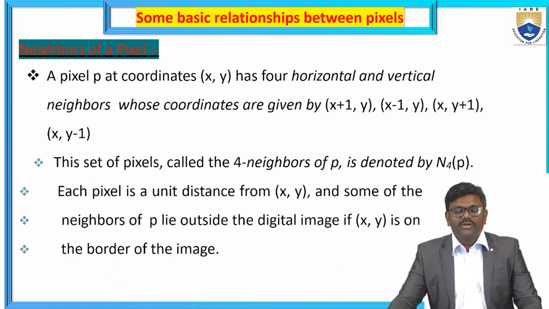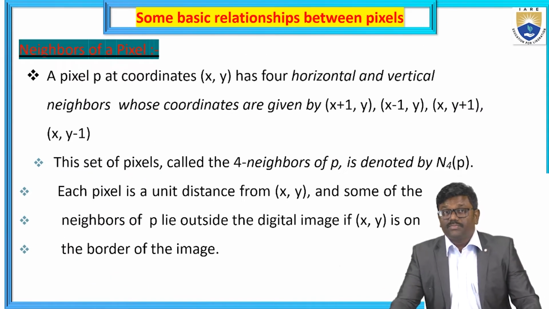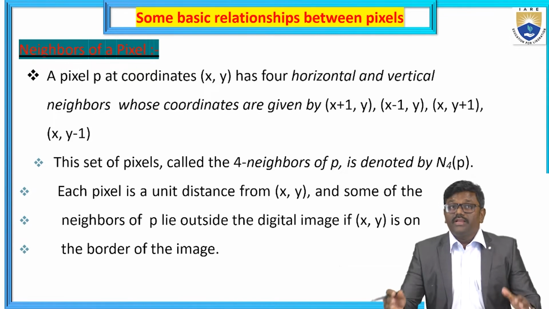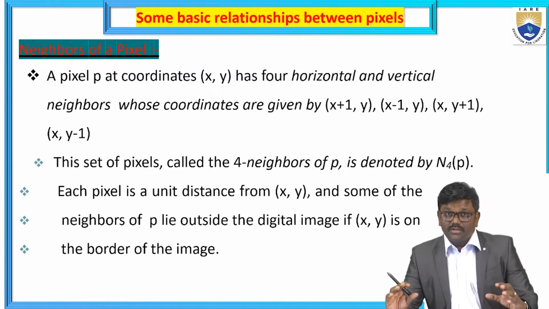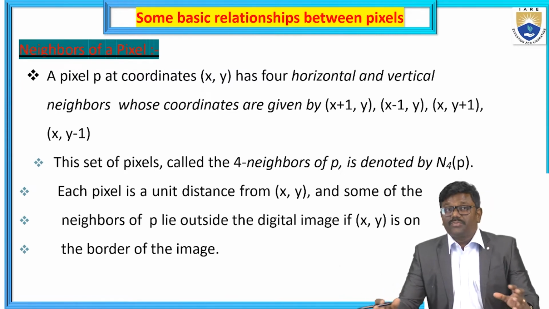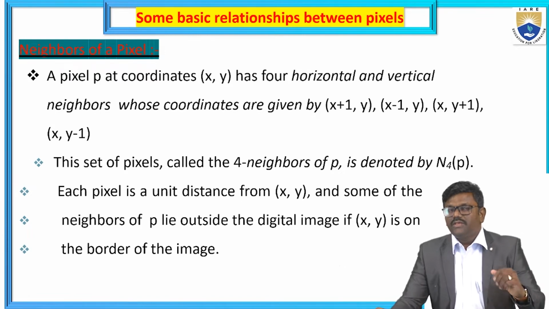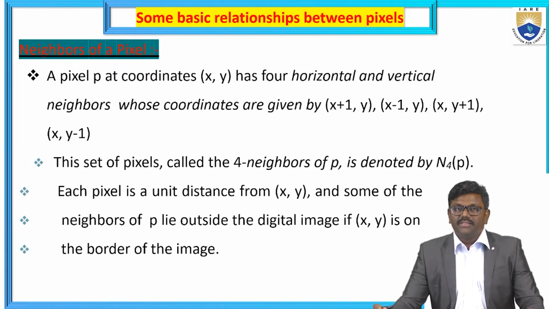Once you understand the relationships of the pixels in a digital image, how can we understand that? How can the pixels have relationships with one another in a digital image? Let me name that here as the neighbors of a pixel.